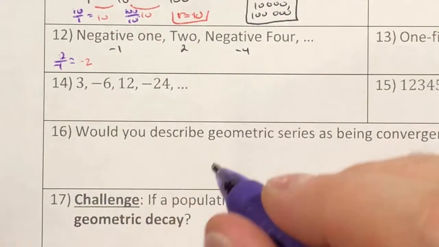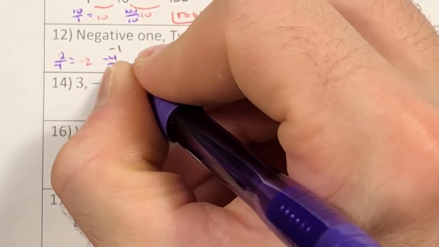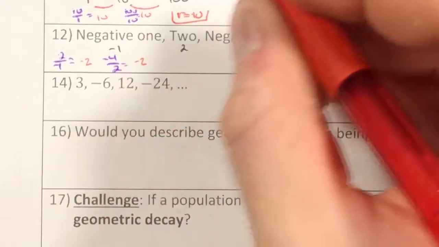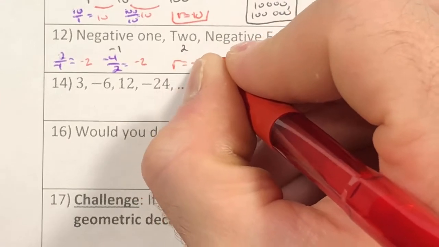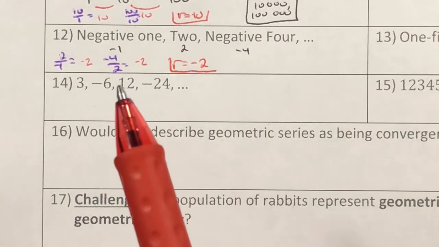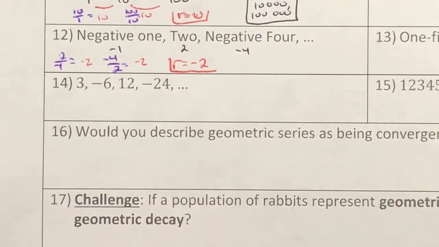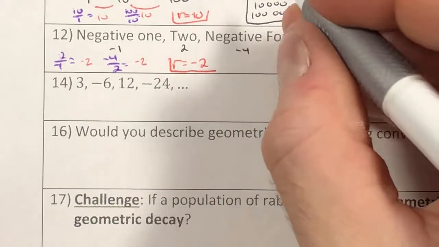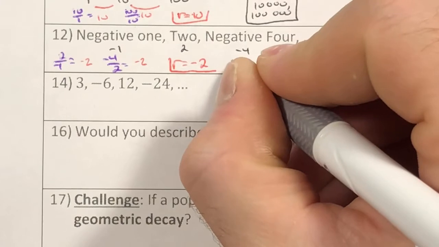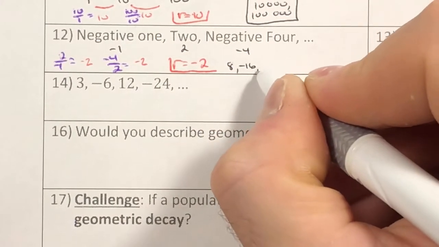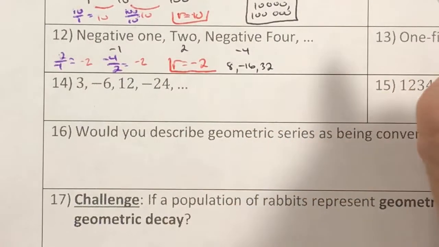And to find the rate between the second two terms, I know that -4 divided by +2 is going to give me a -2 again, which means my rate is not a positive number this time, but a negative number. So every time I'm multiplying these terms, I'm multiplying by a negative value. Okay? So that means when I take -4 times -2, I'll get +8. Then I'll get -16 and then +32.